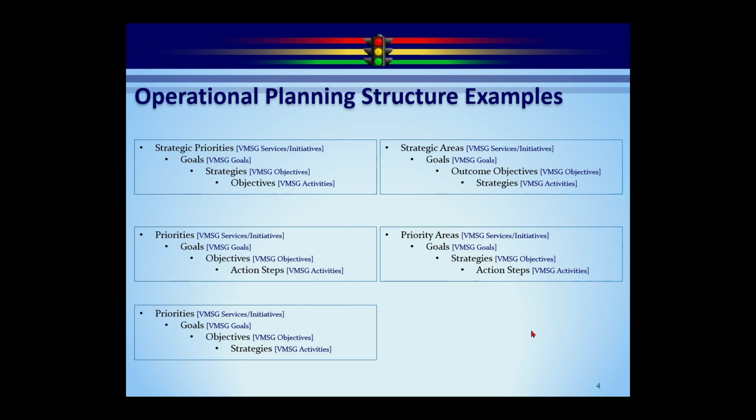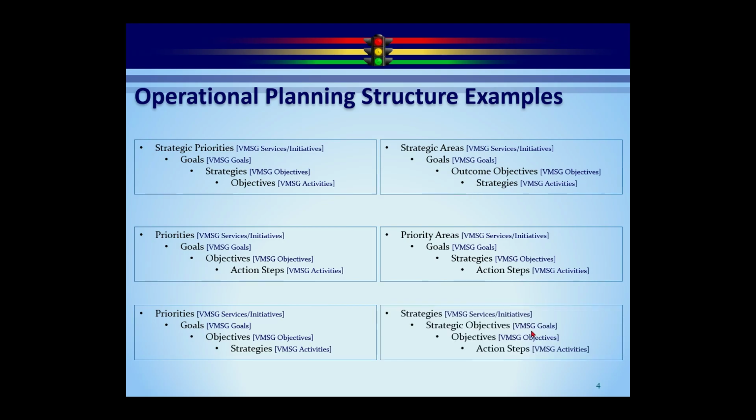Priorities, goals, objectives, strategies, not bad. Strategies at the top. I don't know how I feel about that one. Strategies, strategic objectives. That's probably not too bad because it's a higher level than an objective, hence the goal, and then action steps.